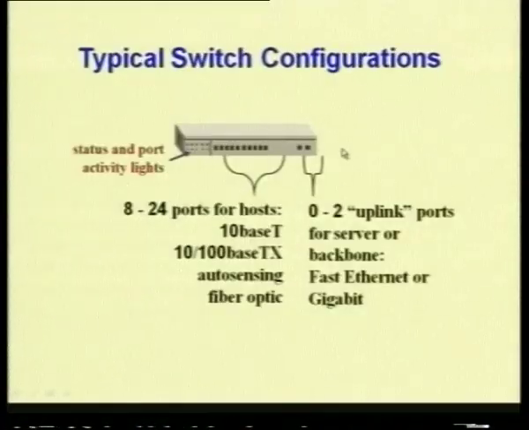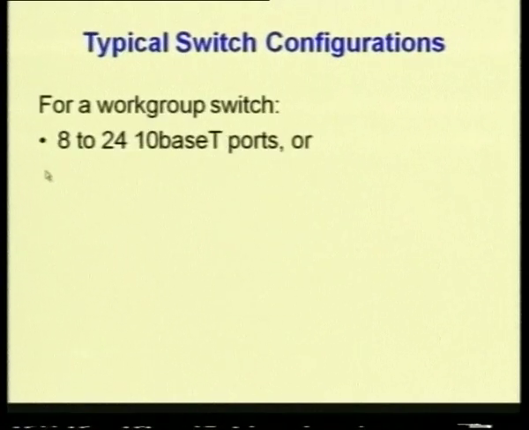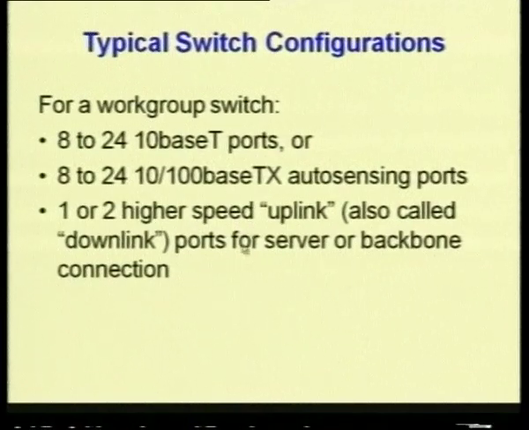Okay. Typical switch configurations would look like this. This is how a box would look like. It will have these different ports that are shown here, 8 to 24 ports for hosts, which can be 10 base T, 10/100 base TX and so on. And there will also be some uplink ports that we have for server or backbone, which can be connected to a fast Ethernet or a gigabit Ethernet. So typical switch configurations would look like this. You have 8 to 24 10 base T ports, 8 to 24 10 or 100 auto sensing ports, then high speed link ports for connecting up servers and backbone connections. So this is how we basically connect up our different LANs using these switches.